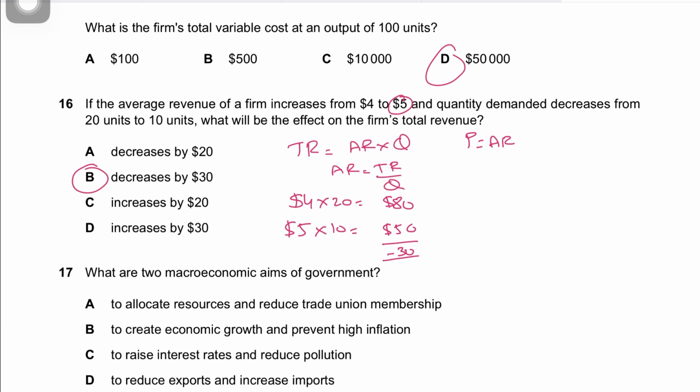Sometimes students end up making a mistake. They say increase by 30. They don't figure out that price is actually going down.